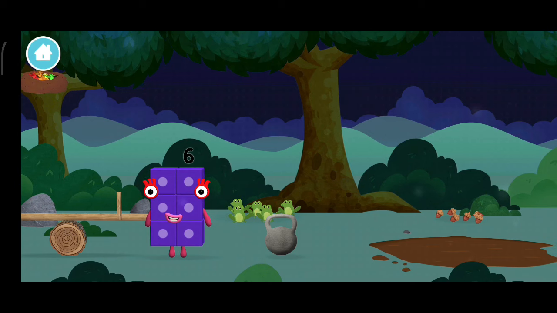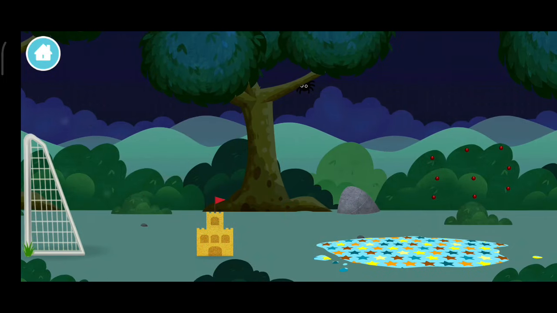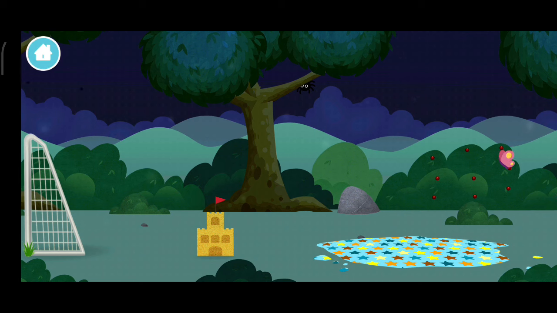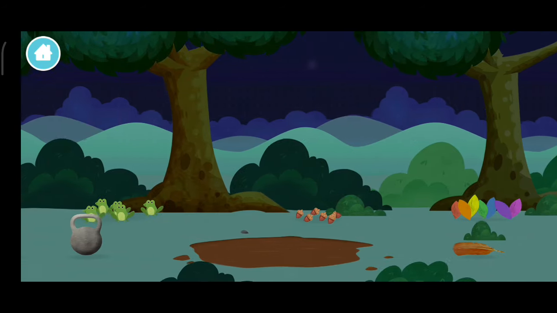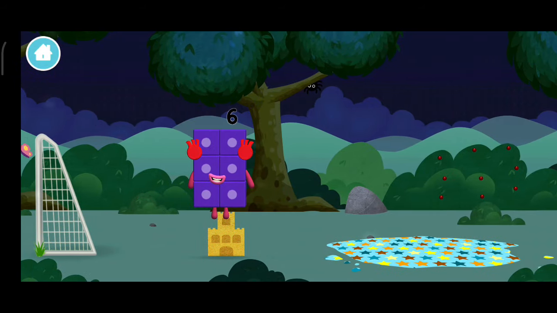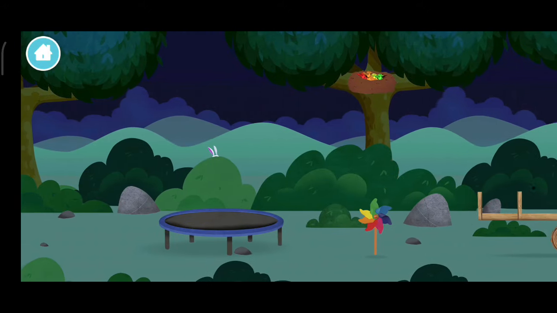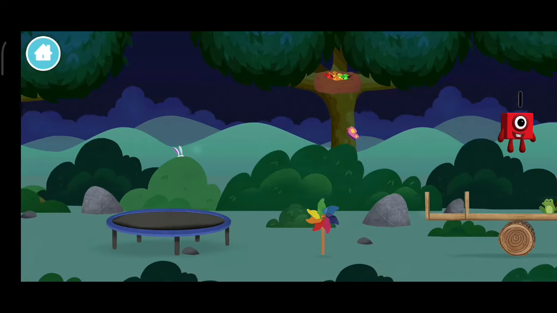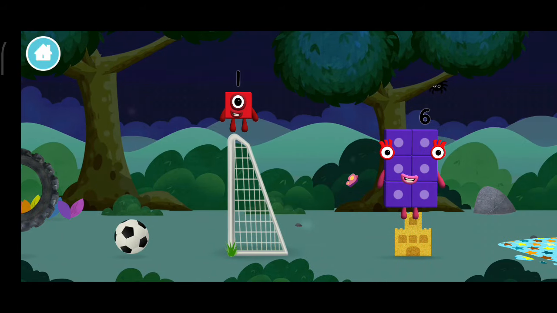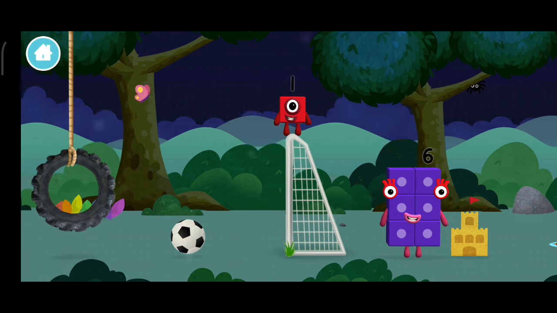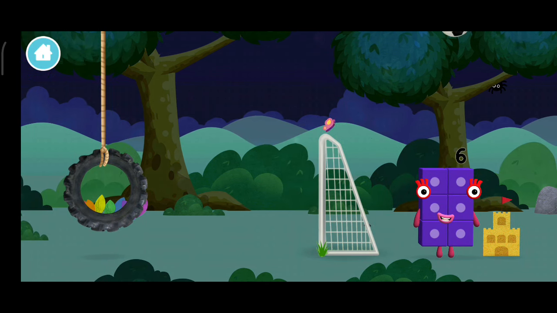Which number block did you find? I am six in the mix. An eight-legged spider spinning a spider web. Nine berries on a bush. A football.